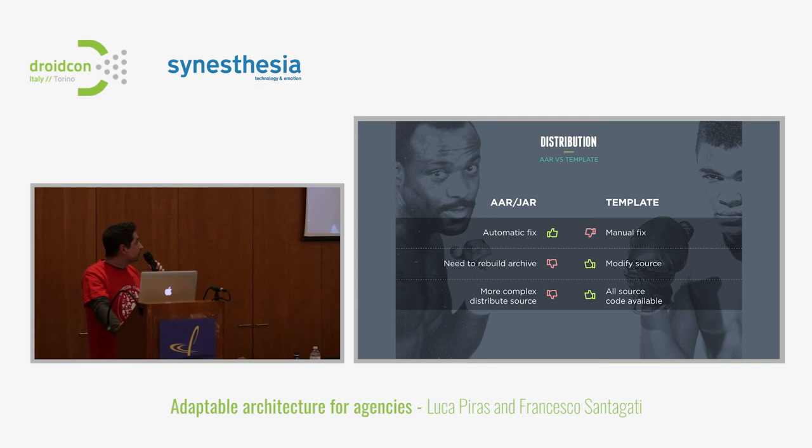So to take this decision, we evaluated two different approaches. One is using an archive, AAR or JAR, and the other was using a template. We evaluated the advantages and drawbacks of both these methods. For example, with an archive it is really easy. If you find a bug in your architecture or base class, you can easily fix it and then just build a new version of your JAR or AAR and update the dependency in all your projects, and you have the fix in all your projects.